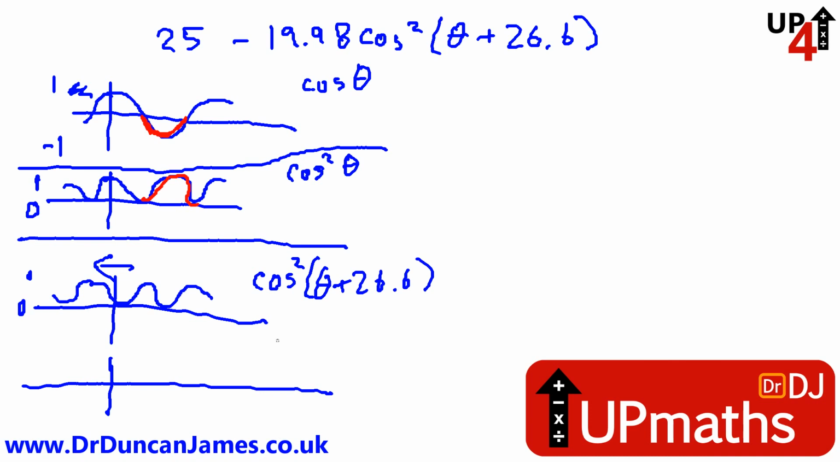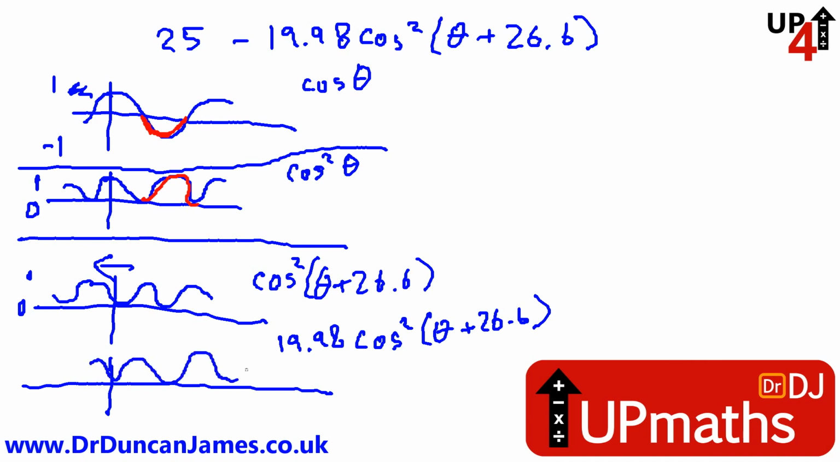Now let's times it by 19.98. So I'm not introducing the minus sign yet. This is slowly taking me longer to write each time. Now this time, it's going to basically look the same. The minimum stays at 0, the maximum is now 19.98. I'm going to go on to another page. Oh, I don't know, I don't want to do that. I want to try and keep it on one page. Let's try and squeeze it over here.